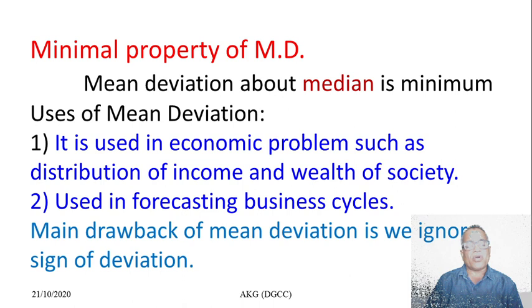The main drawback of the mean deviation is that we ignore the sign of the deviation. Here we use the modulus sign. That means we cannot take the actual value which we get from the deviation, but we ignore its sign. If we get a minus, we convert it to a plus sign. So this is the most important drawback of the mean deviation.